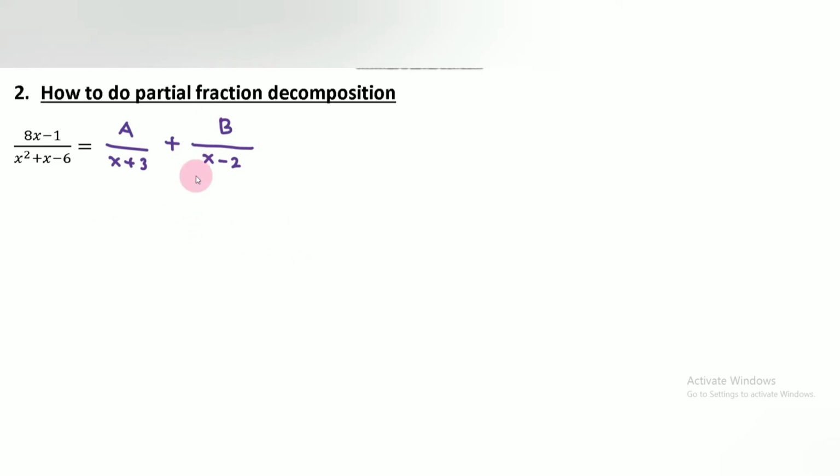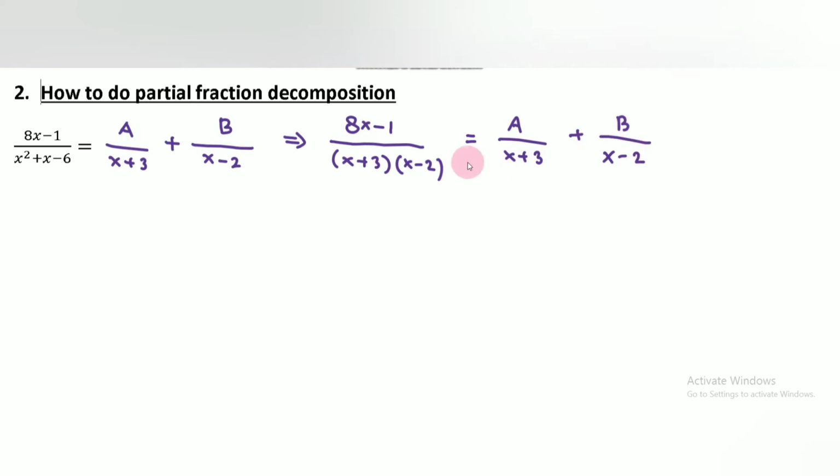So the trick part is, let me write it this way to make it easier for you to see. 8x minus 1 over, now I will factor the denominator like this, so it will be equal to A over x plus 3 plus B over x minus 2, right? I'm just changing this one.